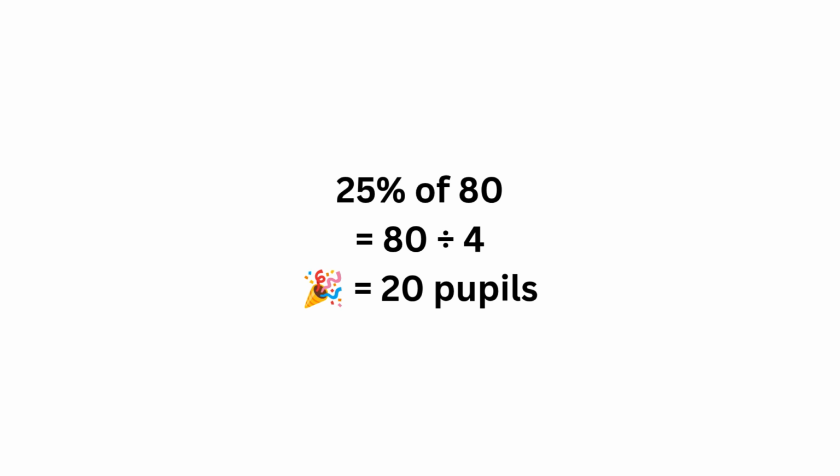Now 25% means 1 over 4. You know that, right? So if you multiply 1 over 4 by 80, it becomes 80 divided by 4, which gives us 20. So 20 pupils are absent. 20 pupils, that's our answer. So if you're one of those 20 pupils, I hope you have a very good reason for being absent, right?